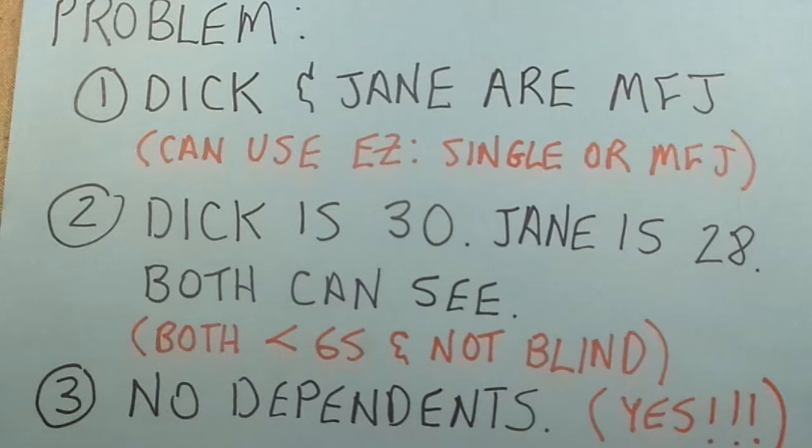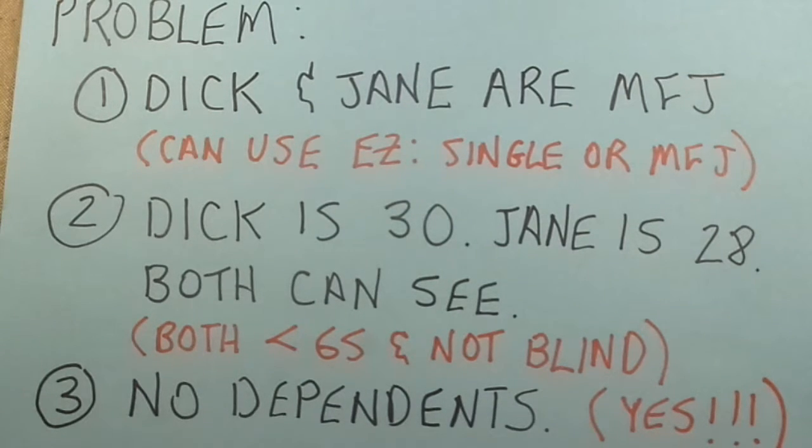And so on this particular attribute they can use form 1040EZ because only people who are single or married filing jointly can use it. Dick is 30 years old and Jane is 28 years old, and both of them can see and they're not blind. So this satisfies the second of 6 requirements necessary to use form 1040EZ because both are under 65 and neither of them are blind.